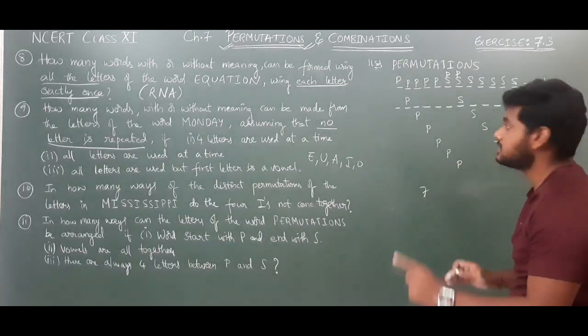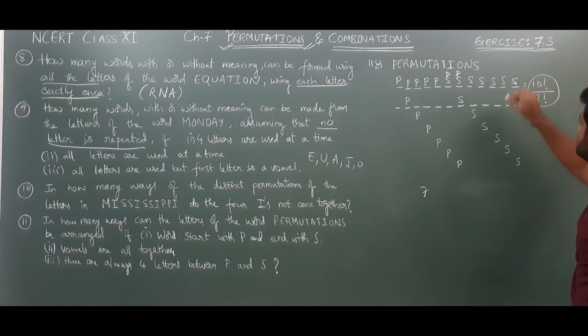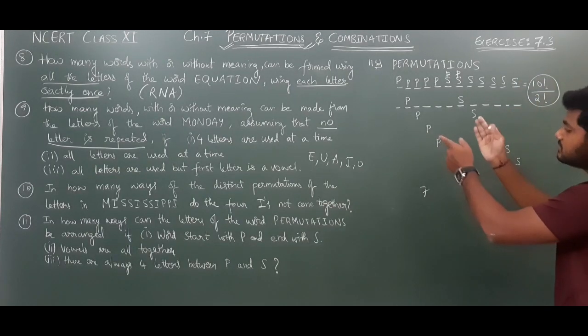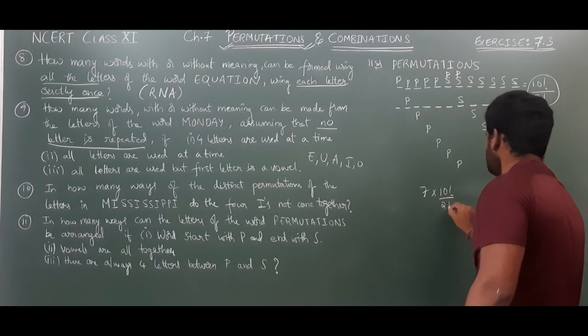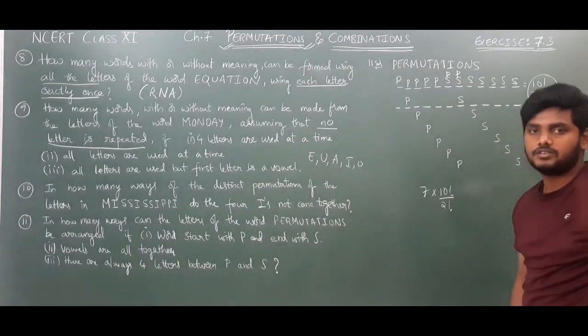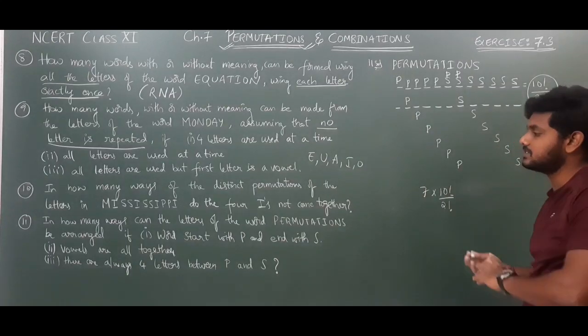For each case, what is the value? 10 factorial by 2 factorial. Like that, how many ways do we have? 7 ways. So 7 into 10 factorial by 2 factorial. Understood? This is when P is first, next is S.